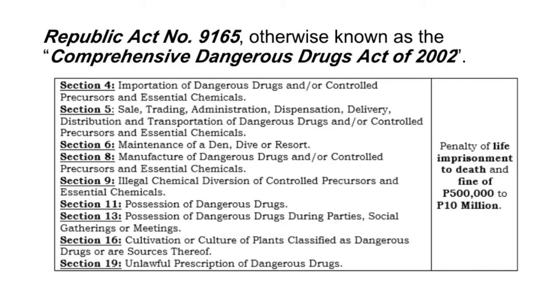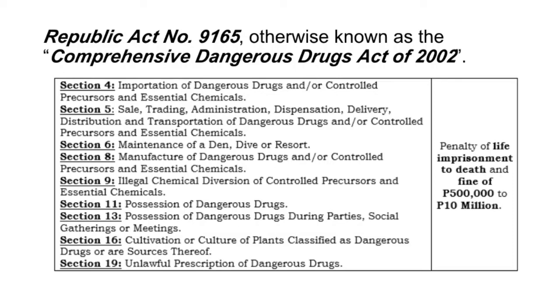Section 6, maintenance of a den, dive or resort. Section 8, manufacture of dangerous drugs and/or controlled precursors and essential chemicals. Section 9, illegal chemical diversion of controlled precursors and essential chemicals. Section 11, possession of dangerous drugs.